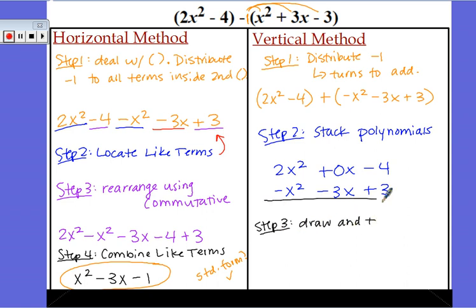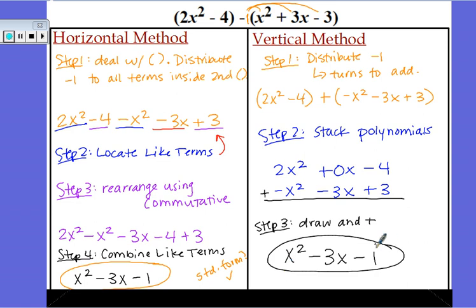And then we're going to add, because I already distributed the negative sign, the minus sign. Once I do that, I end up getting 1x squared, which is just x squared, and then minus 3x, and then minus 1. Again, I check for standard form. I see that it is by degree of polynomial, so I've got a degree of 2 here, degree of 1 here, degree of 0 here. So that is the simplified polynomial. It does not matter to me if you use horizontal method or vertical method.